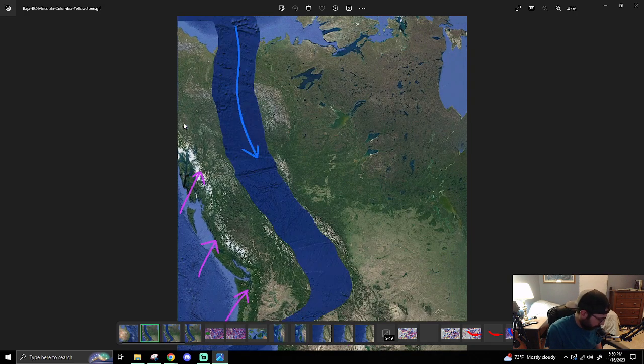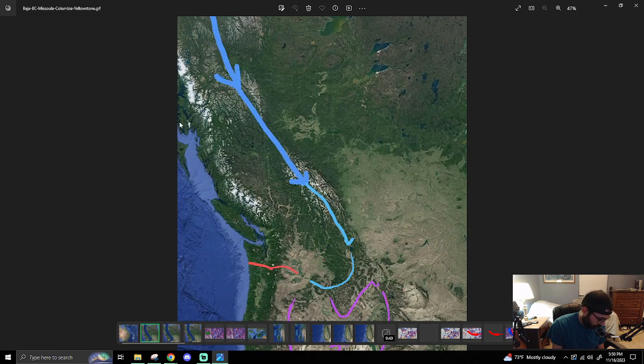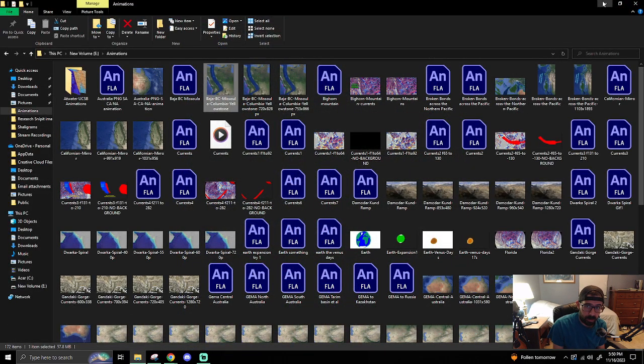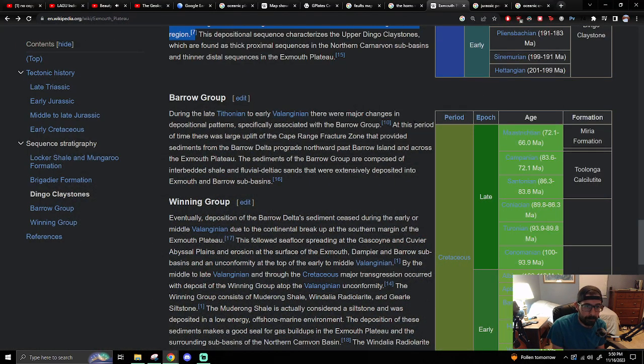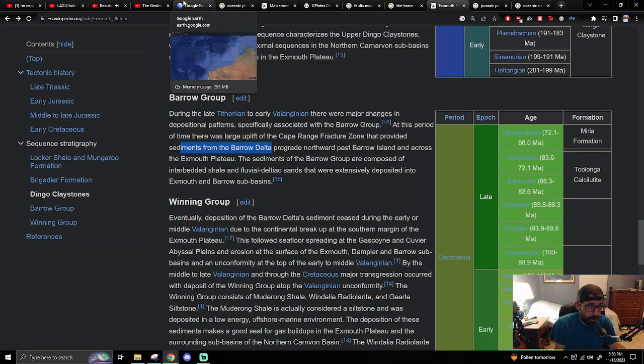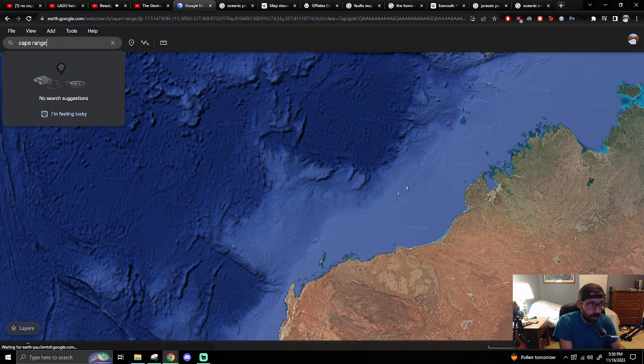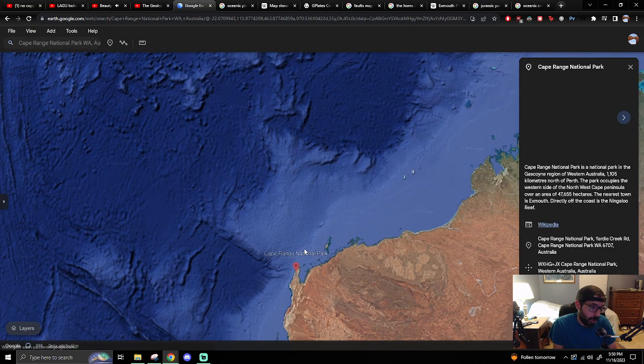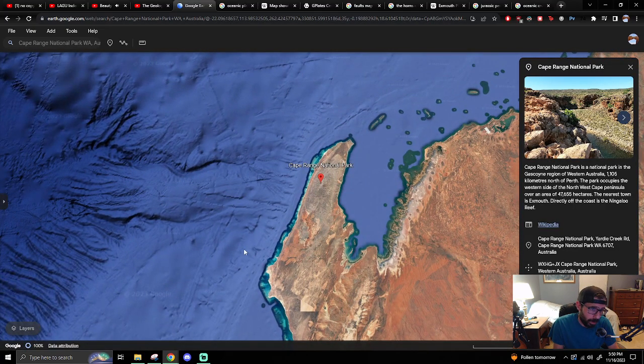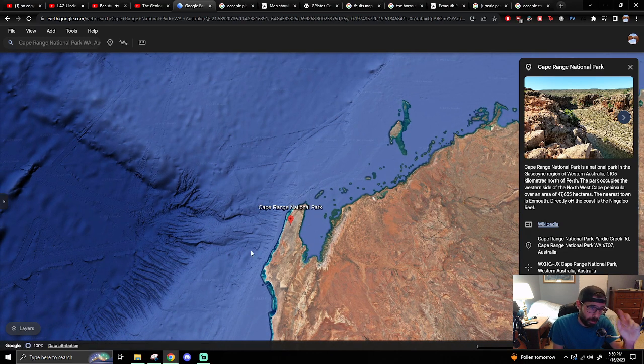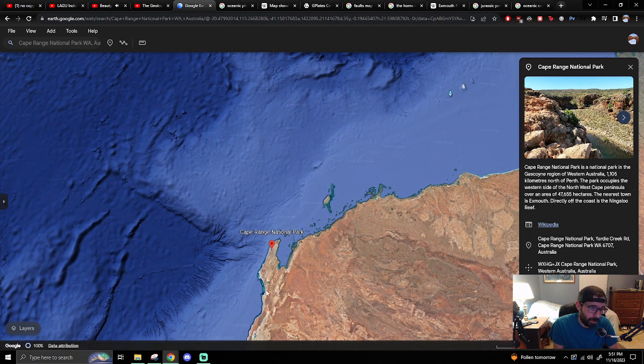Large uplift of Cape Range fracture zone provided sediments northward past Barrow Island. Okay, so let's look at this. At this period of time, there was a large uplift of the Cape Range fracture zone that provided sediments from the Barrow Delta prograde. I couldn't find Cape Range fracture zone specifically, but if we just go Cape Range, like National Park, it's basically from here, and probably some type of fracture zone generally in this region.